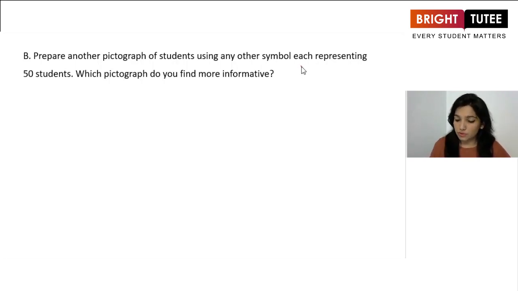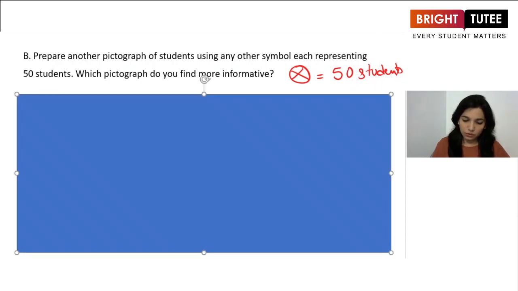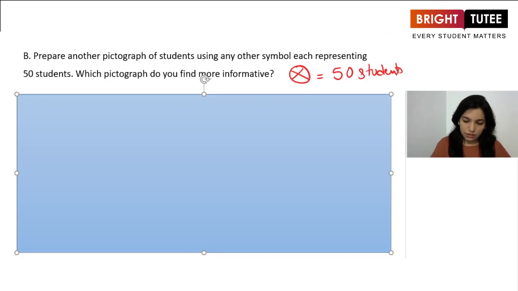Say we are going to draw a circle and cross. This is my favorite symbol, easy to draw, right? So this is going to represent 50 students. Clear? Now let us first insert a square here. Now what do we need? First of all, we need another shape in here.